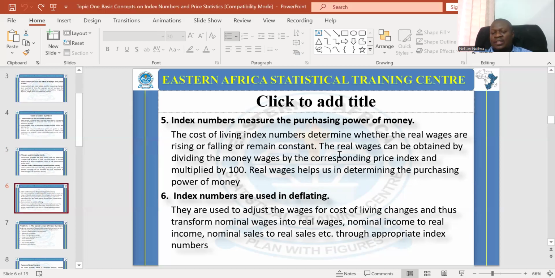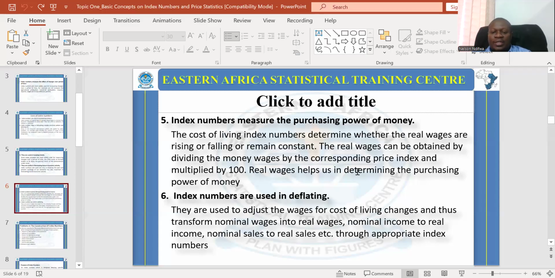And knowing the real wages, it's used to determine the purchasing power of the money, because the real wages will take into account the inflation of the goods or services in a particular time.